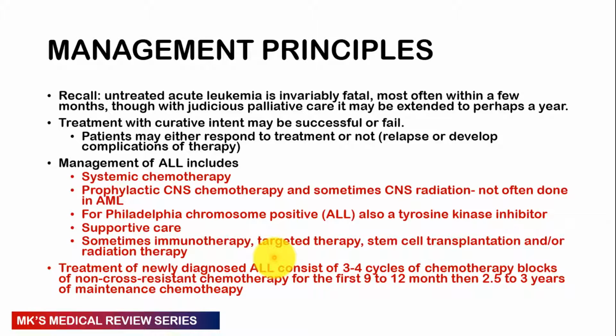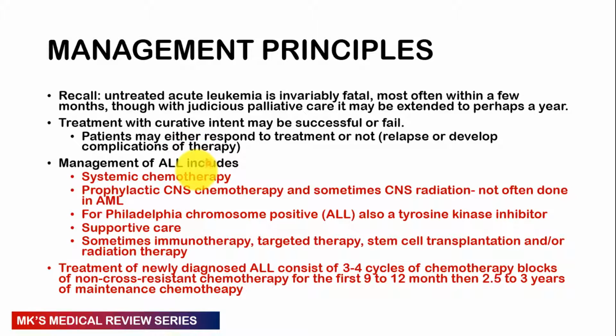How do we manage patients that have acute lymphoblastic leukemia? Remember that if leukemias aren't treated, invariably they will be fatal. Most often, within a few months, the patient may deteriorate and die. Though with judicious palliative care, it may extend the patient's life, perhaps even to a few years. And if you're aiming to actually cure the patient, it may or may not work. If it doesn't work, it means that the patient has failed to respond to therapy. They may relapse and go back to the state that they were in before they started treatment, or they may develop other complications as a result of the treatment.